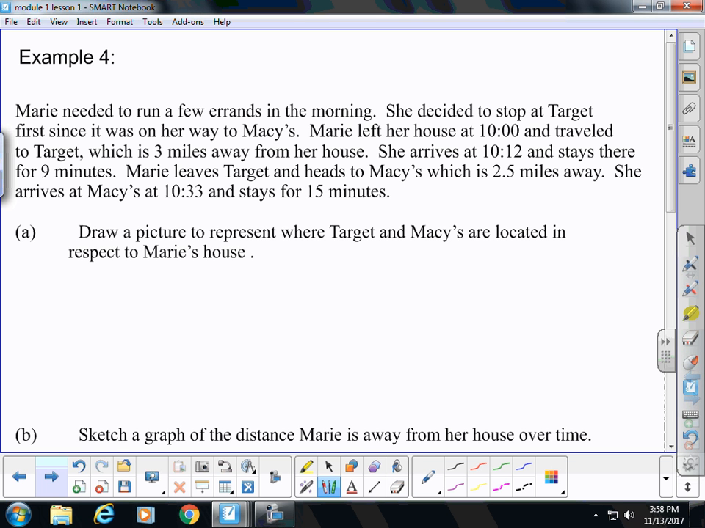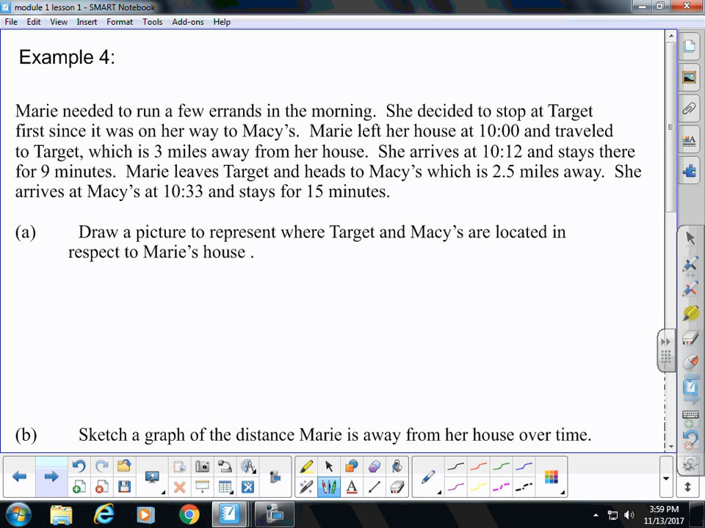Okay, example 4. Marie needed to run a few errands this morning. She decided to stop at Target first since it's on her way to Macy's. Marie left her house at 10 o'clock and traveled to Target, which is 3 miles away from her house. She arrives at 10:12 and stays there for 9 minutes. Marie leaves Target and heads to Macy's, which is 2.5 miles. She arrives at Macy's at 10:33 and stays for 15 minutes.